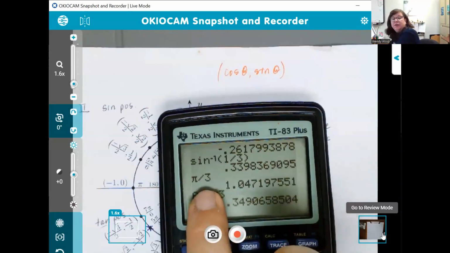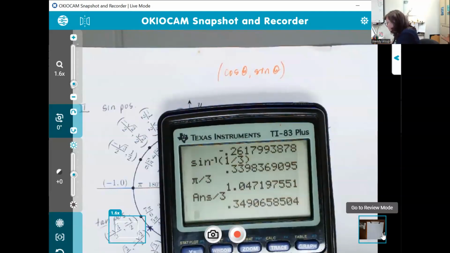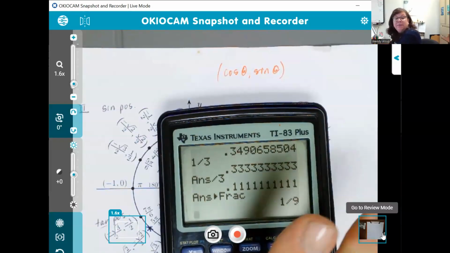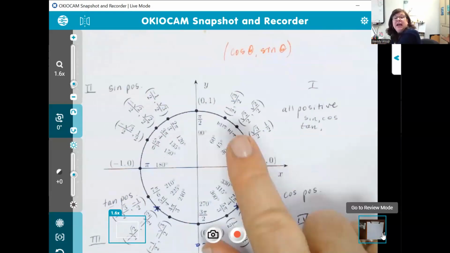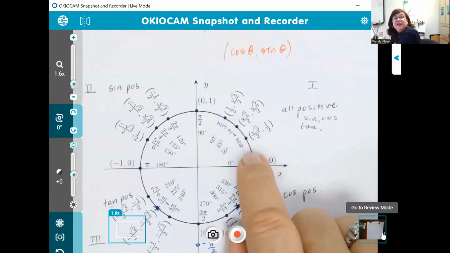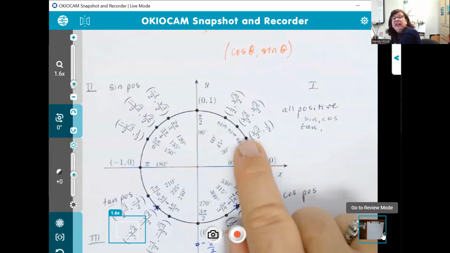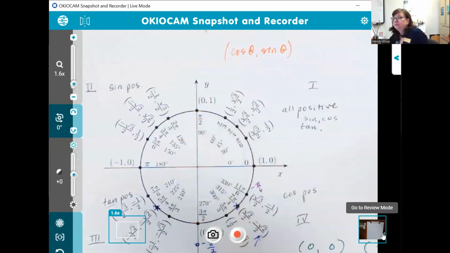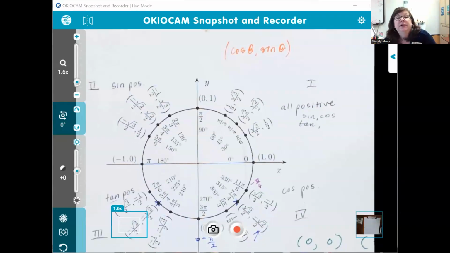So what is pi over 3 divided by 3? What is 1/3 divided by 3? Let's switch that back to a fraction. It's 1/9. So think of pi over 9, which is somewhere around here. That's the one. Pi over 9-ish, real close, would have the sine of 1/3. And your book does show you this one, 0.34.